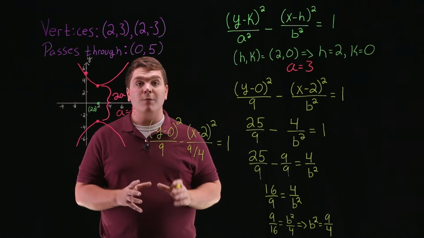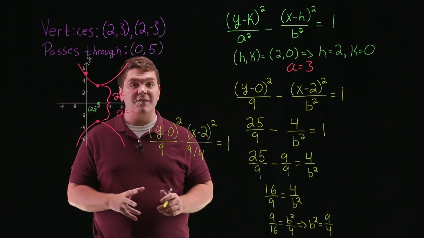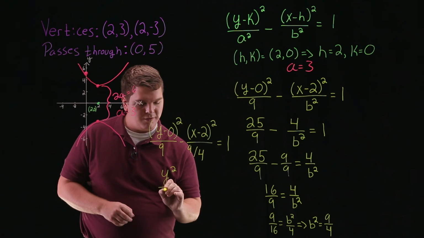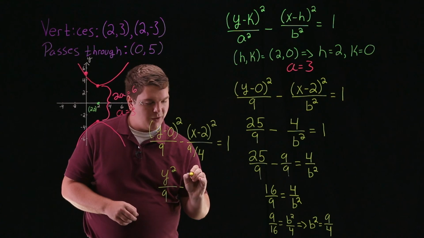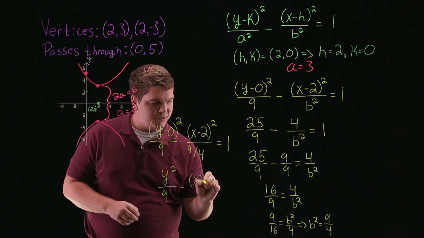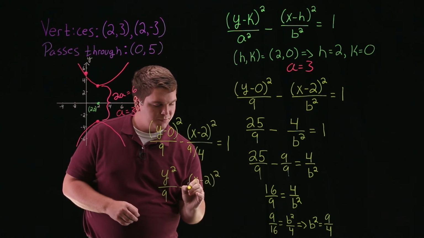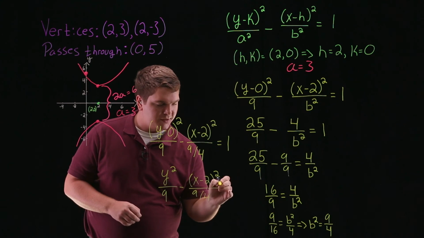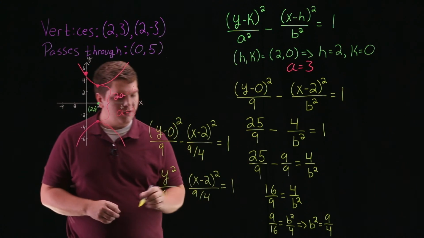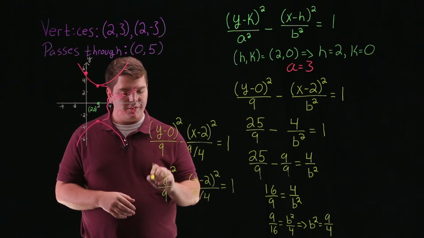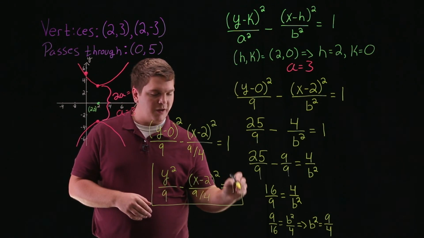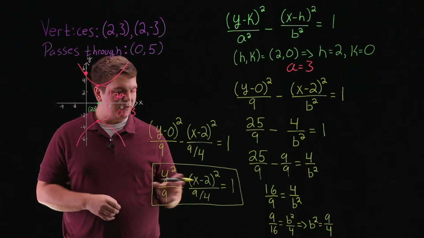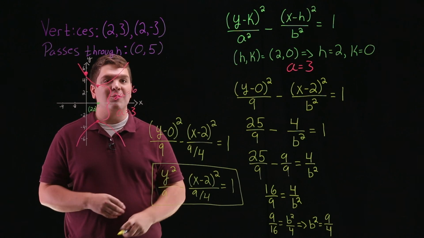So here, we can just take this one step further and simplify this (y minus 0) squared, and just rewrite this as y squared divided by 9 minus the quantity (x minus 2) squared divided by 9/4, and this is equal to 1. So the standard form of the equation of our hyperbola is y squared divided by 9 minus the quantity (x minus 2) squared divided by 9/4 is equal to 1.